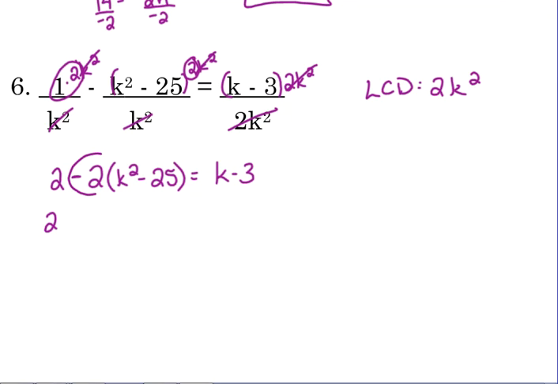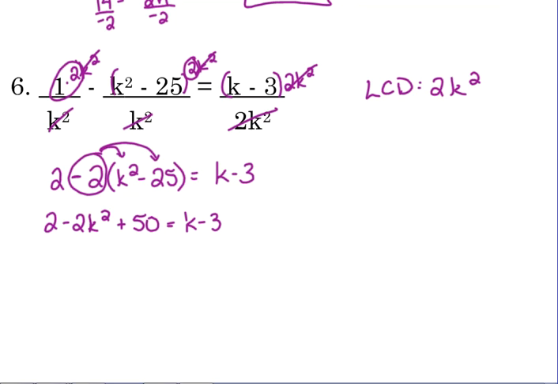Okay, I'm going to distribute a negative 2. That's the easiest way to handle that, is to just go ahead and consider that to be a negative 2. So we've got negative 2k squared plus 50. Negative 2 times negative 25 is positive 50, is equal to k minus 3. Now this one is definitely a quadratic equation because we've got a k squared and it only shows up once.